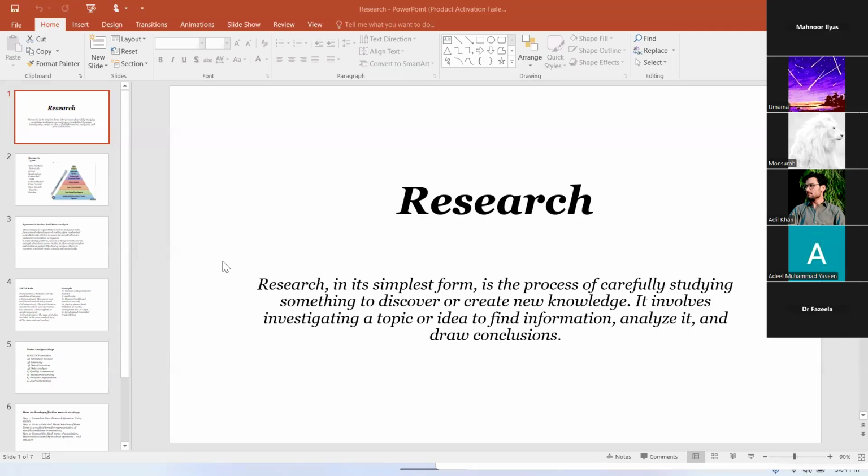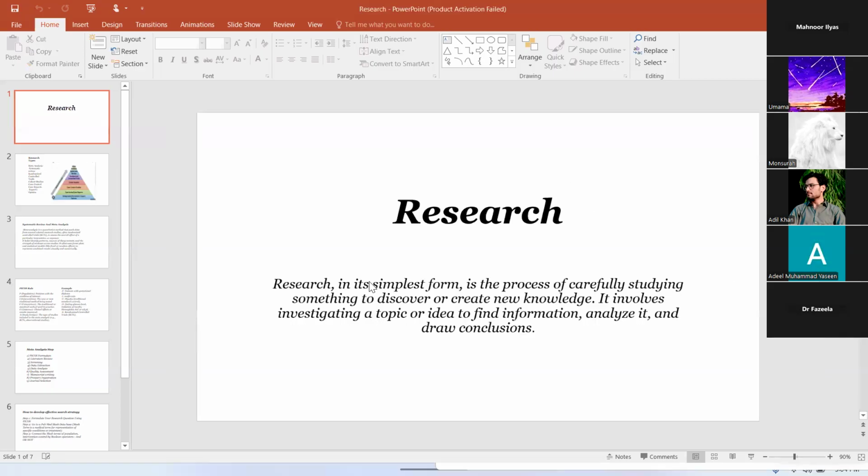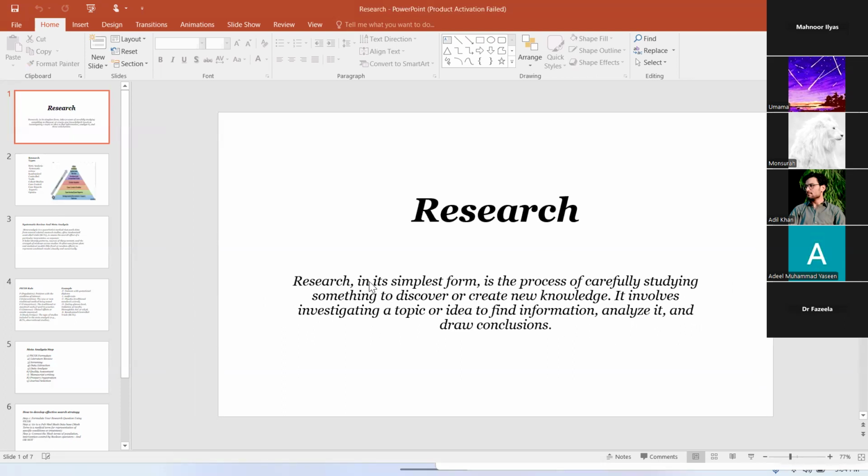Right, so since most of you are beginners, I'll be starting with the research basics. First of all, what is research? Research, in its simplest form, is a process of carefully studying something to discover or create new knowledge. We all know this: discovering something new is research. It involves investigating a topic or idea to find information, analyze it, and draw a conclusion.